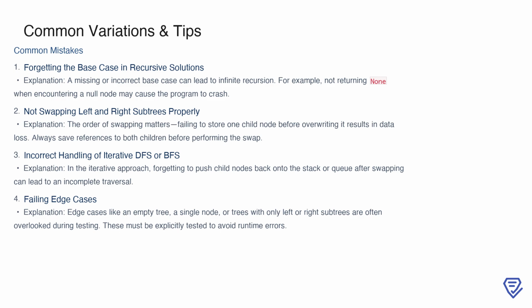For iterative approaches like DFS or BFS, it's easy to forget to push the swapped children back onto the stack or queue, which can result in incomplete traversal. Lastly, don't overlook edge cases. An empty tree, a tree with a single node, or trees with only left or right subtrees are scenarios that can cause runtime errors if not explicitly tested. These edge cases should always be part of your test plan.